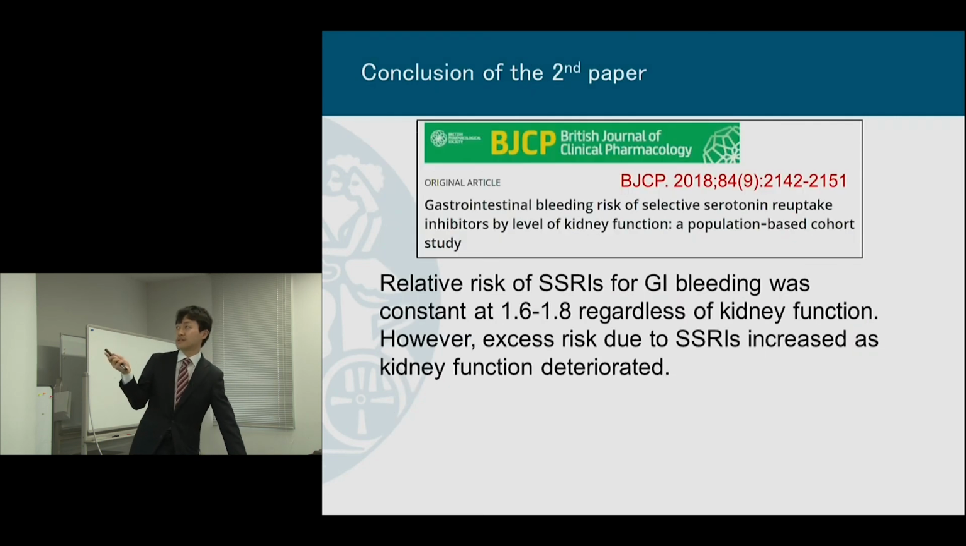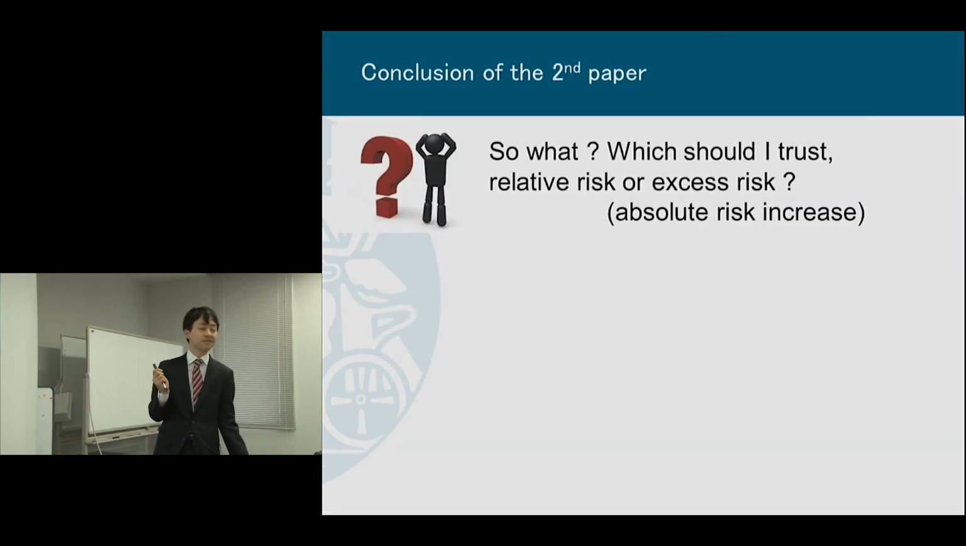Okay. To conclude the second paper, the relative risk of SSRIs for GI bleeding was constant at 1.6, 1.5, 1.8, regardless of kidney function. But excess risk, or absolute risk increase, increased as kidney function deteriorated. But my question again: so what? Which should I trust, relative risk or excess risk? Or in the end, can we prescribe antidepressants to patients with CKD or not?